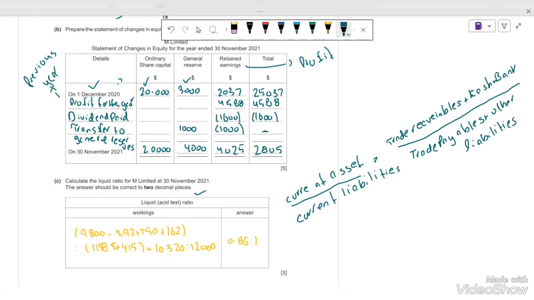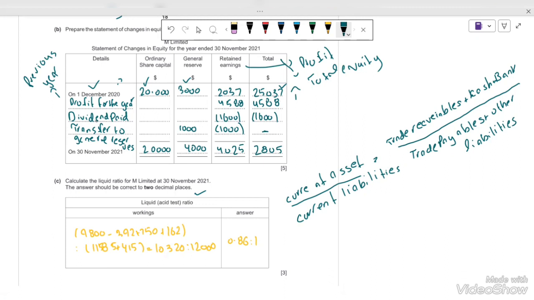So it means that if a company is making any profit for this year, it will increase your retained earnings. So you have to add this profit for the year into retained earnings. Okay. So total means total equity. So you know that if profit is increasing, the owner's equity, or you can say the shareholders' equity, will also increase. So that is why we add this 4,588 amount into total equity.